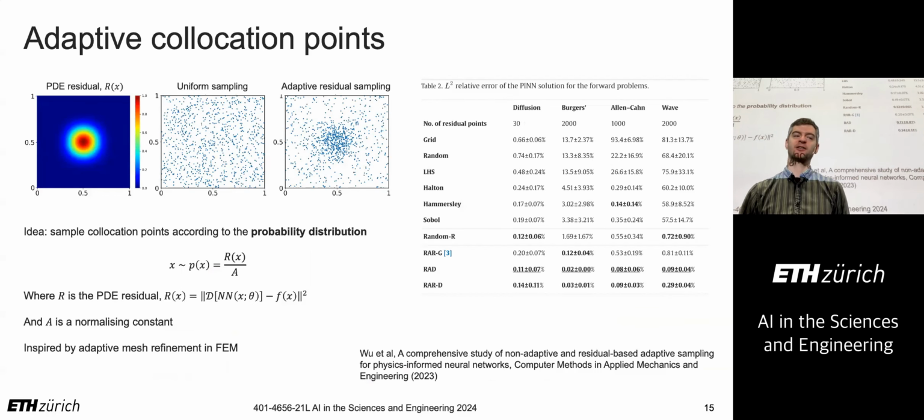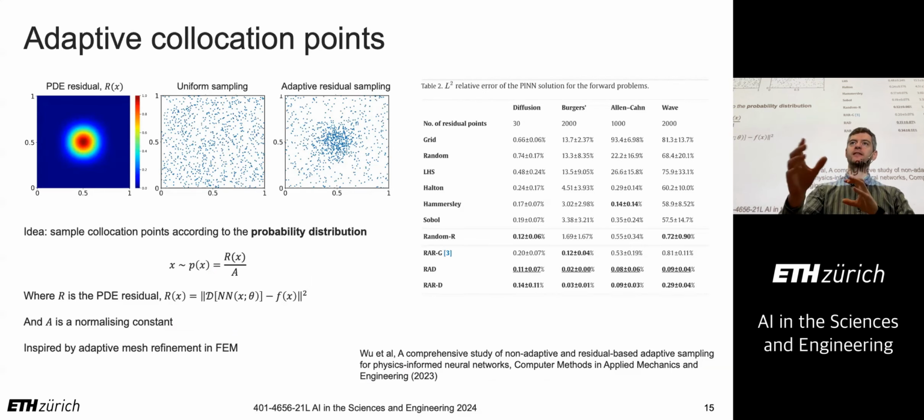Now, another idea going along this theme of asking where the PDE residual is high in the domain as we're training, and can we target that region? Instead of weighting that region in the loss function, we could just add more collocation points where the PDE residual is high. This is another strategy to focus attention on the regions where there's error.